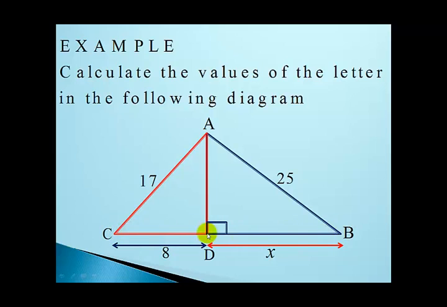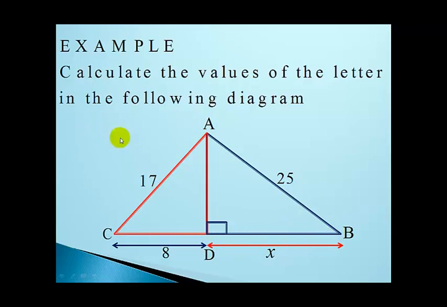That means that if this is 90 degrees, then the angle at D, considering the right angle triangle ADC, is also equal to 90 degrees. That means that ADC is also a right angle triangle, and ADB is a right angle triangle. Now we are given the distance from A to C to be 17. The distance from C to D is 8. The distance from D to B is x, and the distance from A to B is 25. So we are asked to find the value of x, that's the distance from D to B.